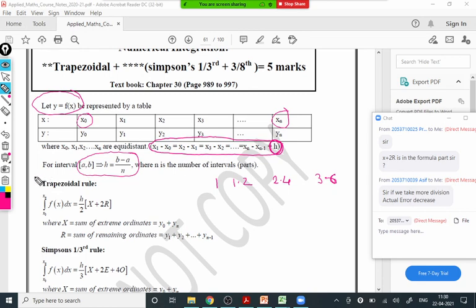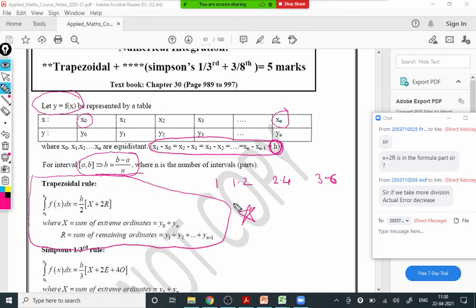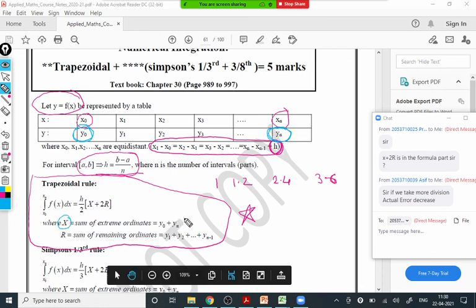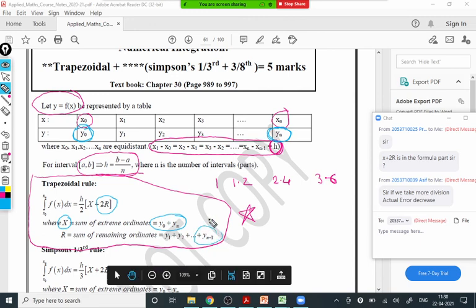The first formula now is the trapezoidal rule. This formula is important and you have to remember it. Trapezoidal rule: the integral from x0 to xn of f(x) dx is h by 2 into (X plus 2R). What is X? X is the sum of extreme ordinates, meaning y0 and yn. R is the sum of remaining ordinates, that is y1 plus y2 plus y3 up to y(n minus 1). Any doubt in the formula?